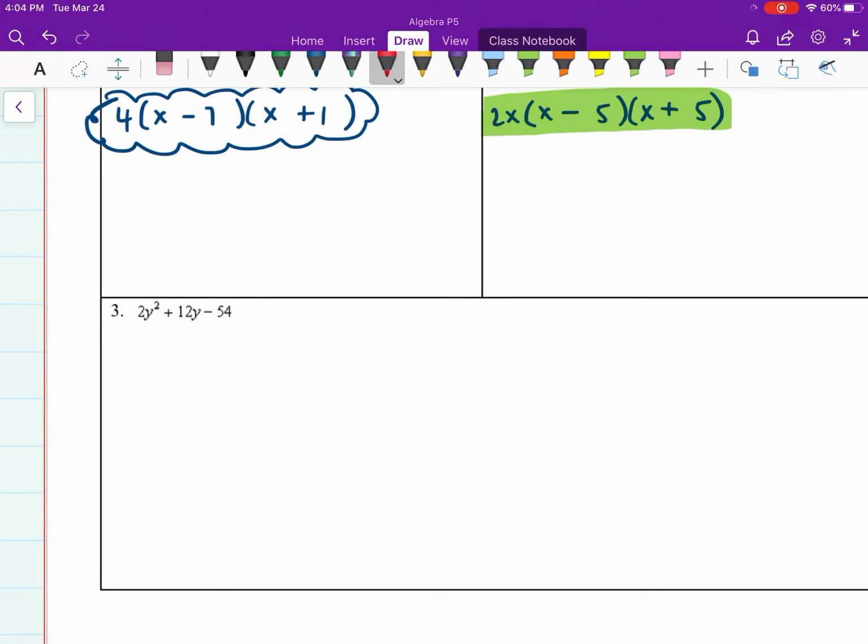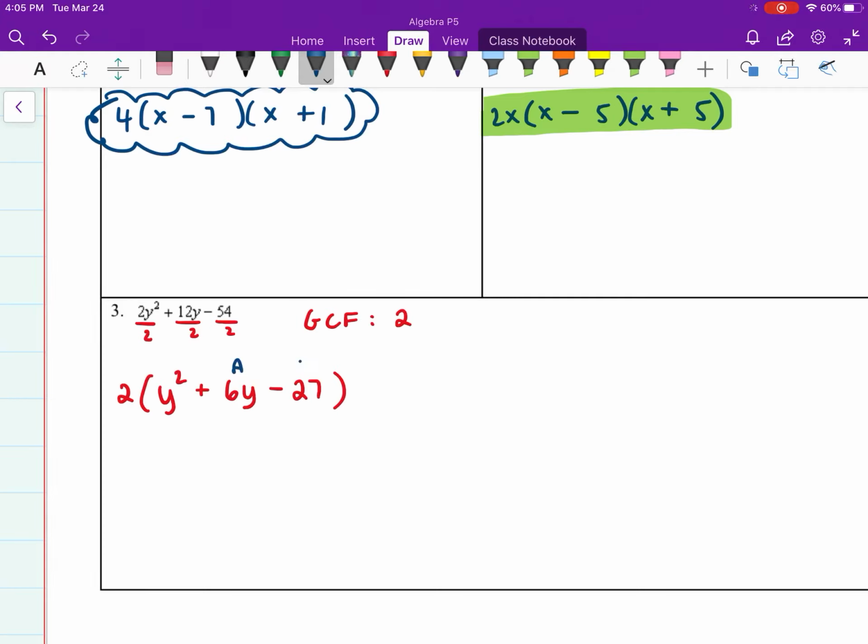Last one I'm going to do. Look for GCF. I see there's a GCF. They all have a 2 in common. That would leave us with y squared plus 6y minus 27. Put the 2 in front.